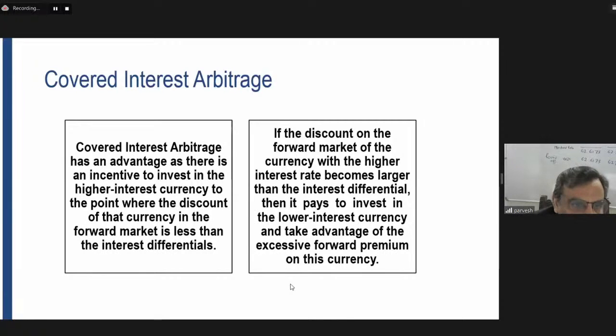For example, if the interest rate in India is 6% and America is 2%, so ideally speaking, the forward premium should be equal to 4%. But suppose it is 5% or 4.5%. So in that case, it always makes sense to borrow in India at 6% and invest abroad at 2%. You will make a profit out of that. So let's understand this through an example. These two boxes are very, very important. I'll revisit these two boxes again once I'm through with my example.